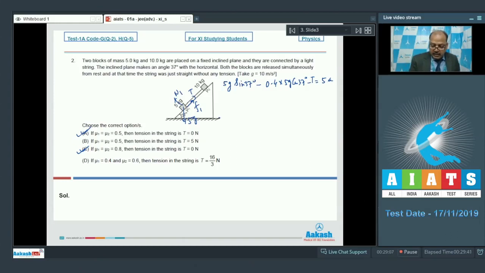And the other equation for the 10 kg block, here the coefficient of friction is more, so we get 10g sine 37 degree minus 0.6 into 10g cos 37 degree, and of course there is T also pulling it this way, so T plus this is 10a.